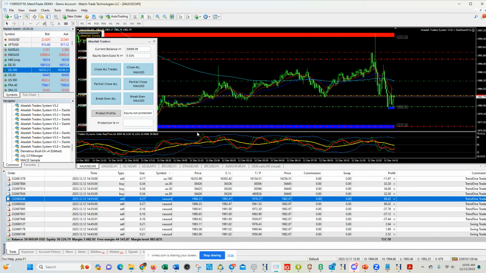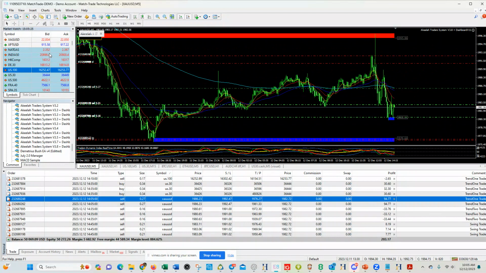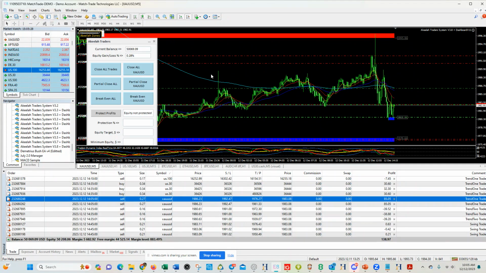So if I open up my dashboard, let me drag it down so I can see everything. If I choose to, I can close out any of these trades. I can take partials on them if I'm satisfied with the particular profits. So right now we're holding gold sells, buys on US30, and a sell on NAS.